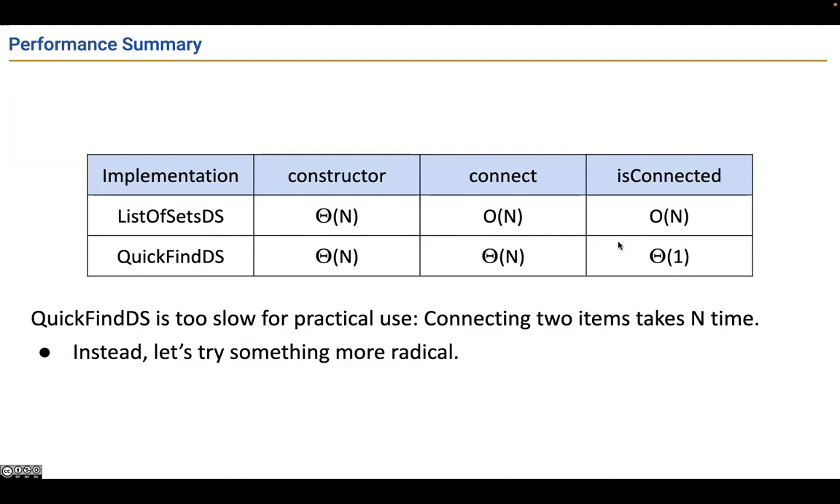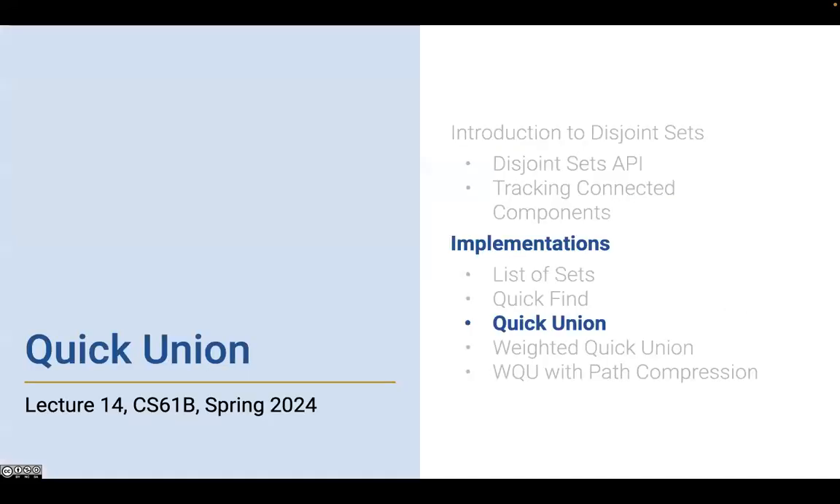So in my table, I now have two different ways to implement the disjoint sets interface. One of them is slow, one of them is a little bit better, but it turns out we can do even better than this, because this one still has a kind of slow connect operation. So I'm going to get this even better using another clever idea, and we'll get a third way to do it.